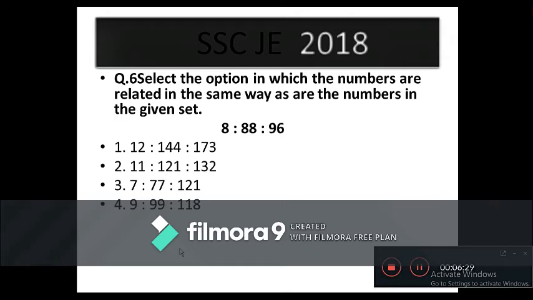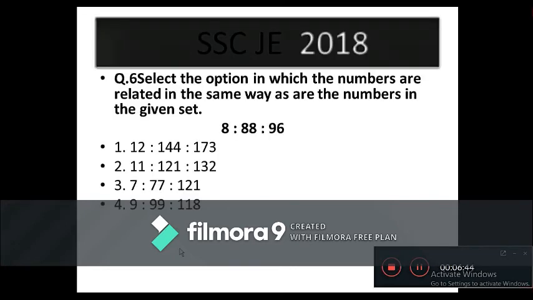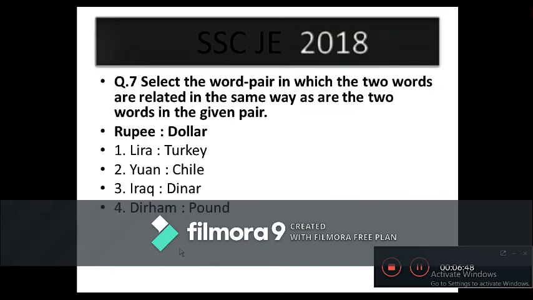The option number 2: 11 × 11 is 121 and 11 × 12 is 132. And in the question, 8 × 11 is 88 and 8 × 12 is 96. Therefore both relations are the same. Therefore the option number 2 is right. 11, 121, 132.